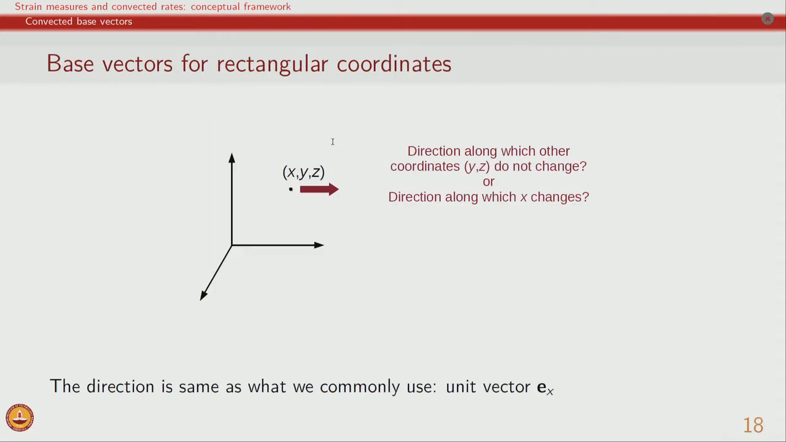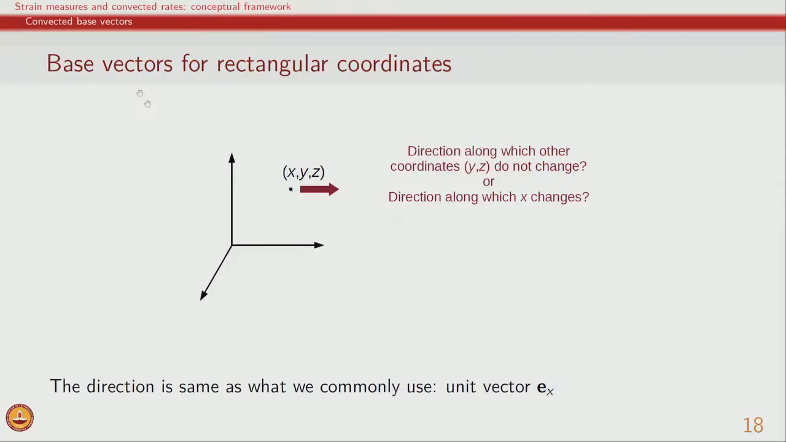Now let us look at, for example, what the base vectors are for a rectangular coordinate system. In a rectangular coordinate system we denote a point using x, y, z, and the question that we can ask is what is the direction along which the other coordinates do not change, or the direction along which x changes, and clearly that is this direction, because we generally indicate x, y and z. So, the direction along which x changes is this direction given by the red arrow, and of course this direction is the same as what we commonly use, and we call it the unit vector E x.